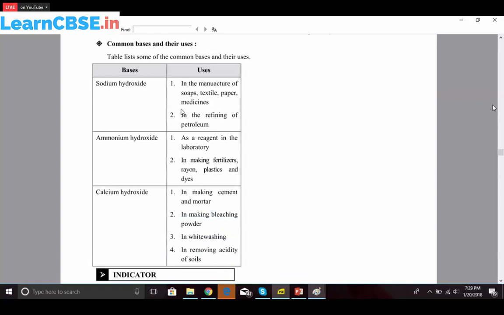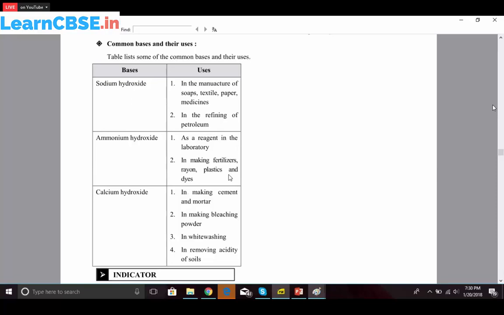Some of the common bases and their uses: sodium hydroxide, NaOH. It is used in the manufacture of soaps, textiles, paper and medicine, and also in the refining of petroleum. Ammonium hydroxide is a very good reagent in the laboratory, and it is also used in making fertilizers, rayon, plastics and dyes.